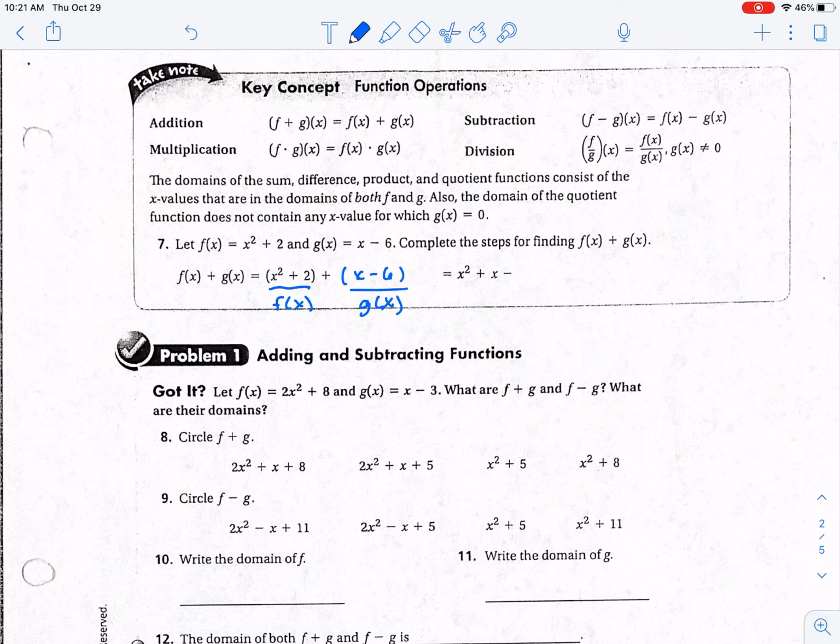Now, when you combine those two, I'm going to have the x squared plus the x, and then I have 2 minus 6, which is a -4. That is my new function. Okay, you're just combining functions. Looking at problem 1.